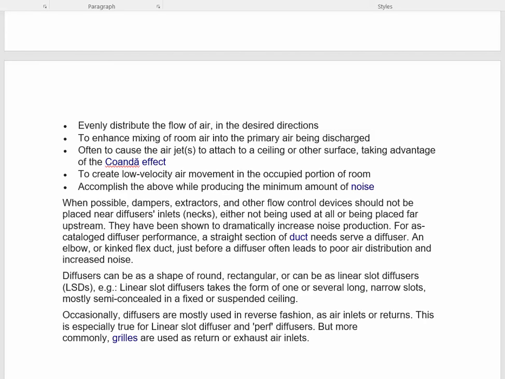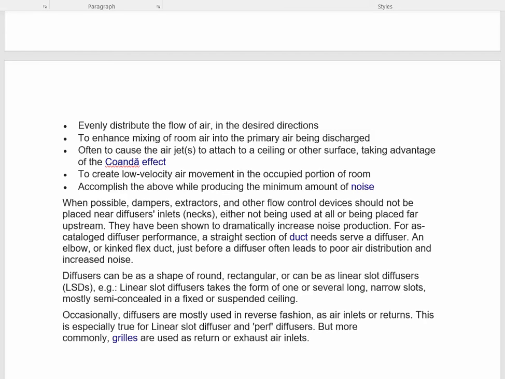It also enhances mixing of room air with the primary air being discharged, and often causes the air jet to attach to a ceiling or other surface by taking advantage of the Coanda effect to create low velocity air movement in the occupied portion of the room. It accomplishes the above while producing the minimum amount of noise.